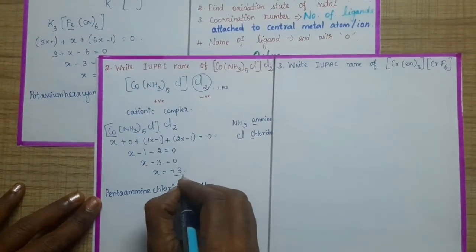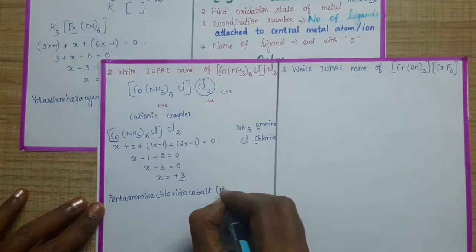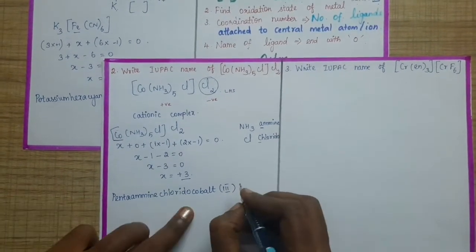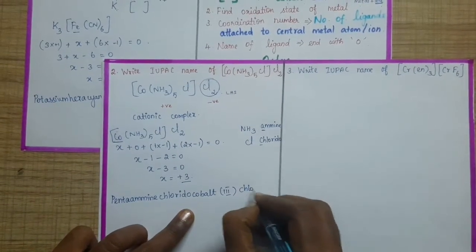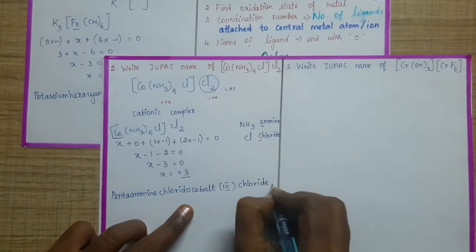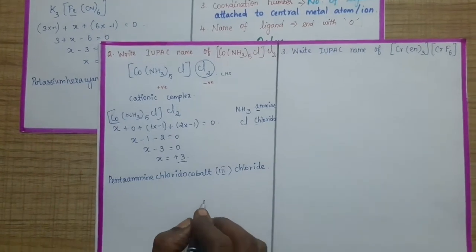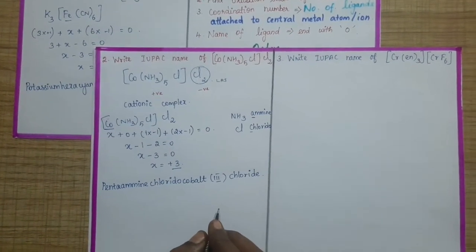What is the oxidation state? 3. You have to mention the oxidation state in Roman numerals. Cobalt 3. What is present in the LHS? Chloride. So you can name it as cobalt 3 chloride. That's all. So it is very easy. You have to name it properly.